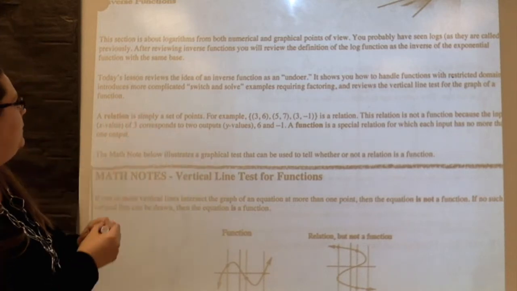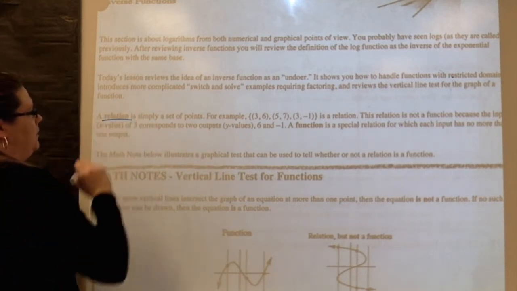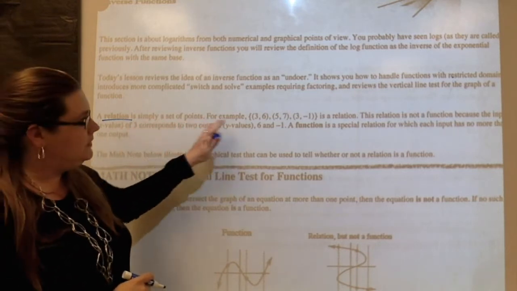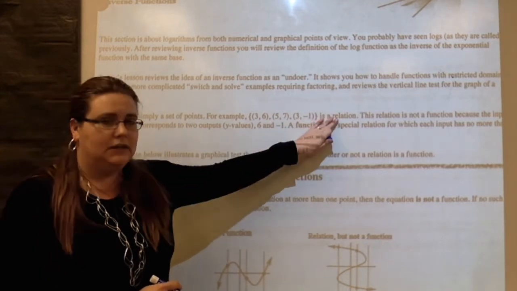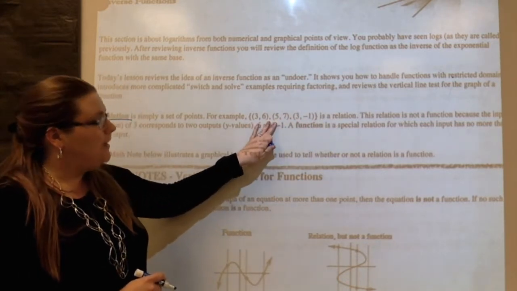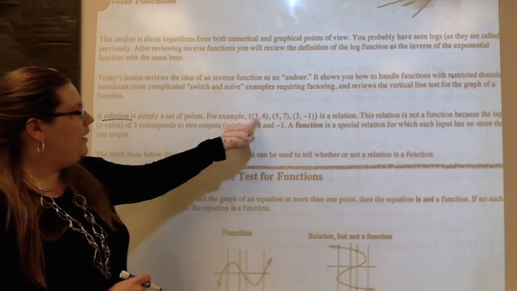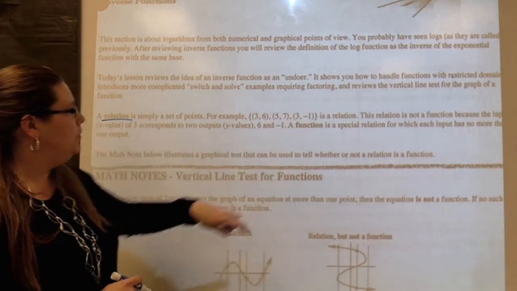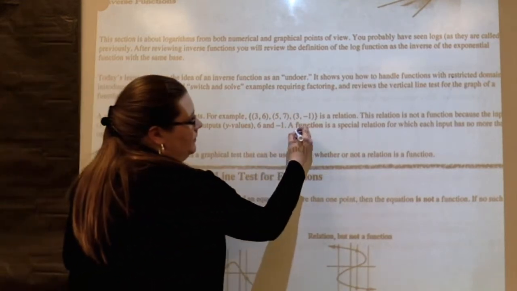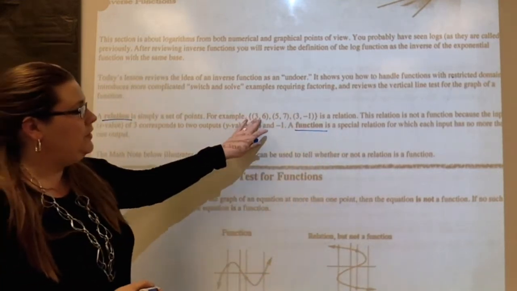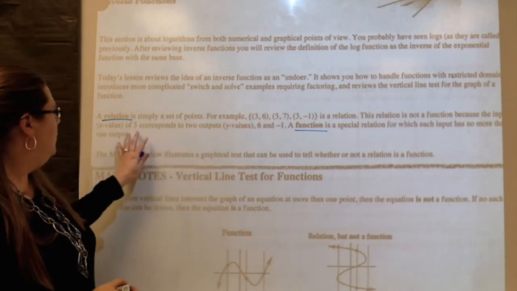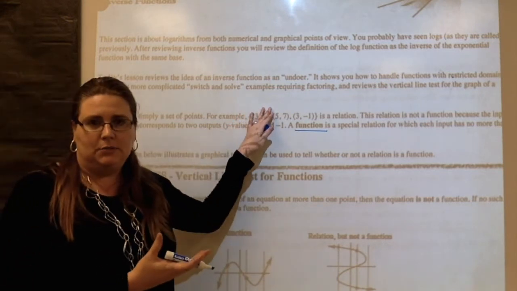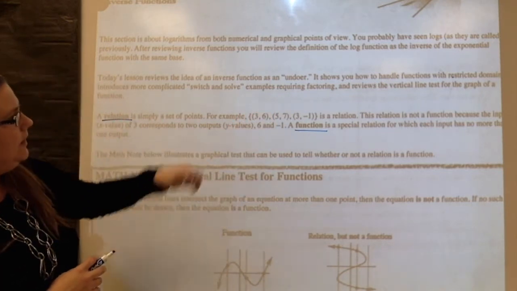This introduces a couple of terms that you should already be familiar with, but just to review, a relation is simply a set of points. Any set of points is a relation. Now, this relation is not a function because for the x values, there's more than one y value. For the x value 3, there shows more than one y value. A function is a special relation where for each x value, there's only one output, or only one y value.